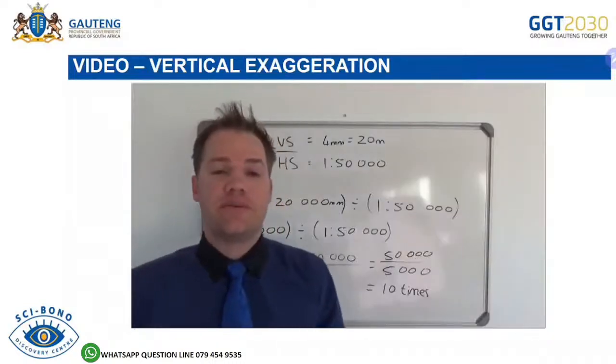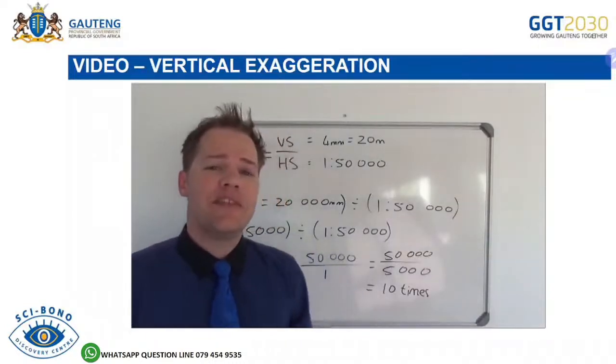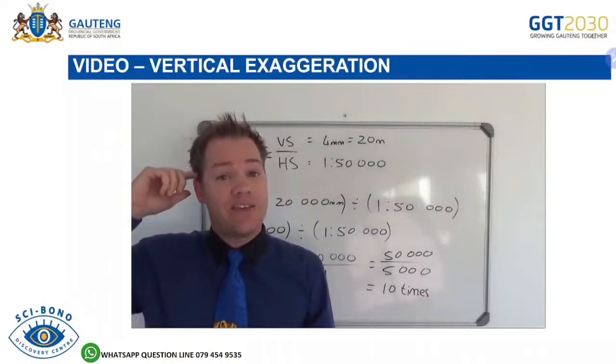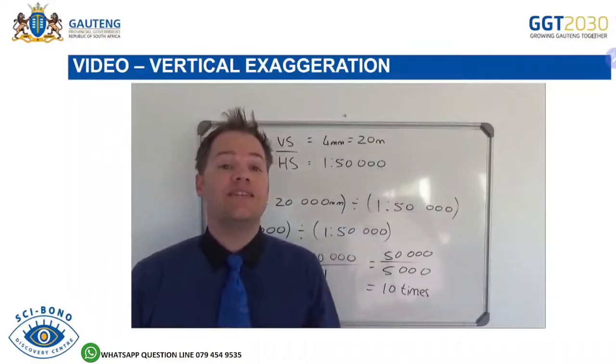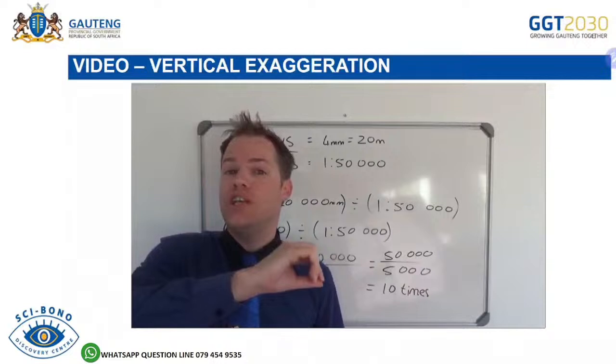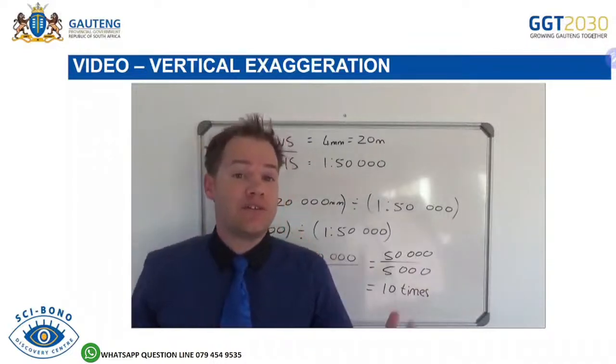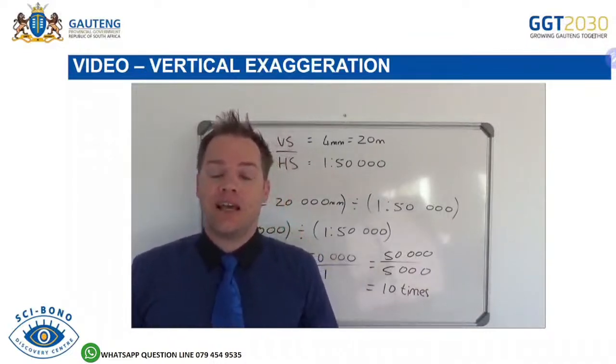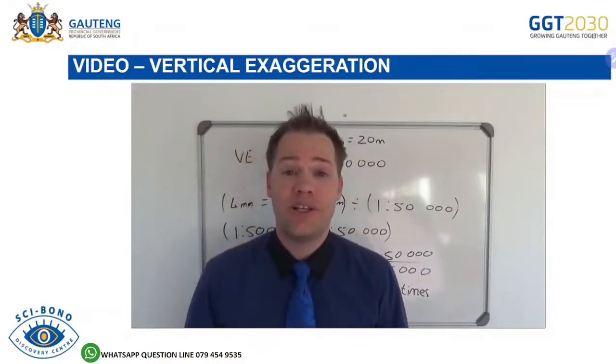So what does this mean? It simply means that the vertical scale has been exaggerated 10 times so that we'll be able to see those mountains and hills and slopes and valleys and so on. So this is how simple it is.